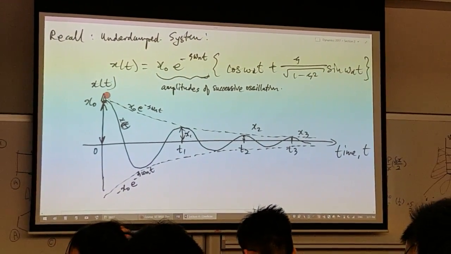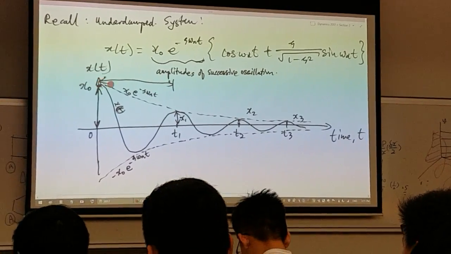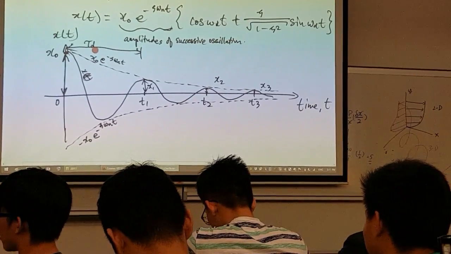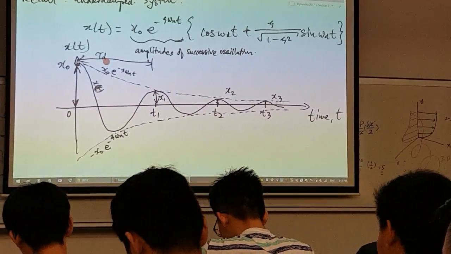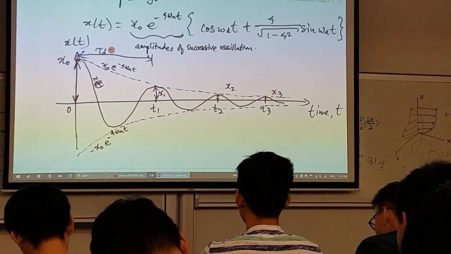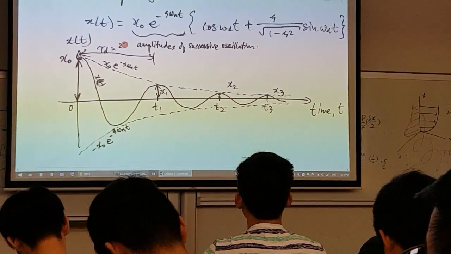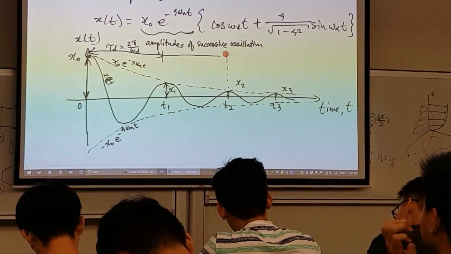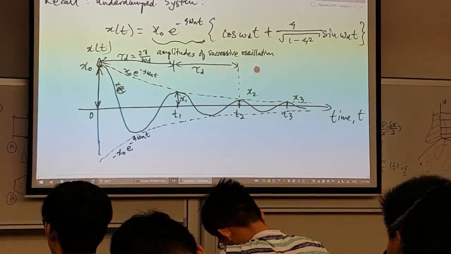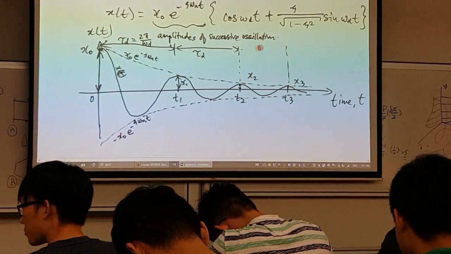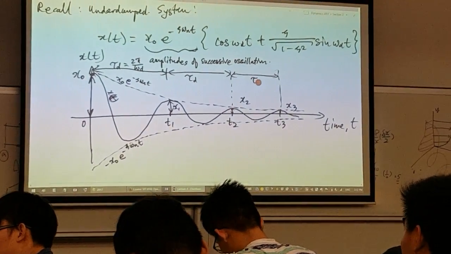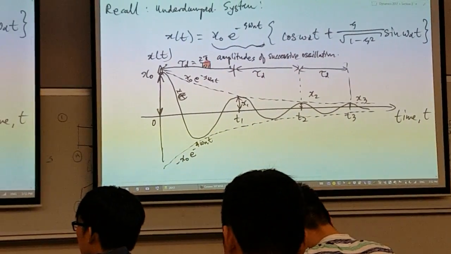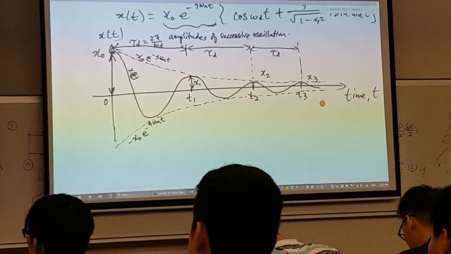So this period over here, that will be your tau d. Your tau d is your period of damped oscillation, and it has a formula: 2 pi over omega d. Successive peaks over here are all tau d, all equal in length, or equal in time. This is along the time axis. All these are tau d, and they are equal to 2 pi divided by omega d.